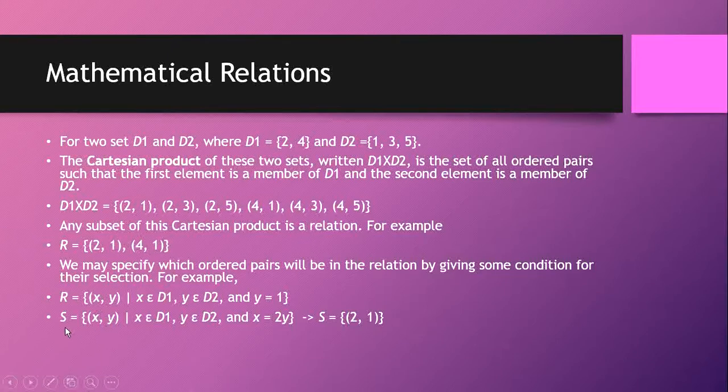Let's take another example. We have a relation S that is equal to the pairs (x, y) such that x belongs to D1, y belongs to D2 and x equals 2y. It means that the value of x will be equal to 2 times the value of y. From here we can check that this first pair satisfies this condition. y is 1 and 2 times y will be x, which is 2. So we get this relation from this Cartesian product based on this condition. This is the concept of sets, relations and Cartesian product in maths.